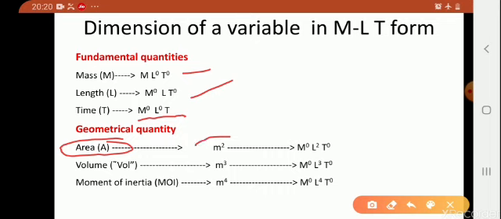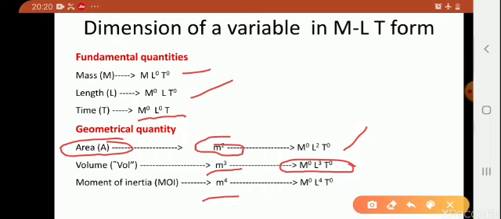Area unit is meter square, and its MLT form: meter means length, so length square, so M raised to 0, L raised to 2, T raised to 0. Similarly, volume is meter raised to cube, so L raised to cube, and the MLT form takes this form. Then moment of inertia, you know, it is length raised to 4, that is meter raised to 4th.